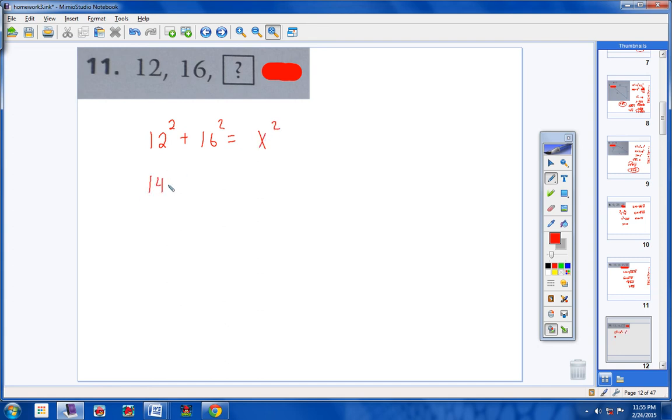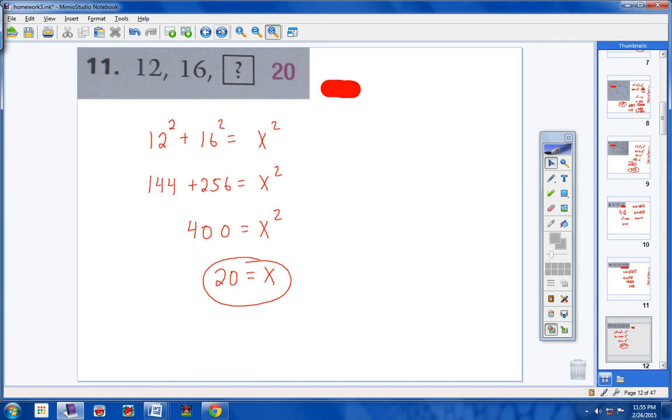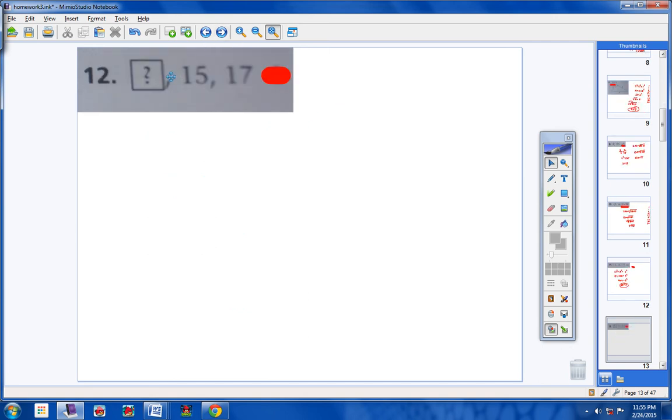So 12 squared is 144. 16 squared is 256. Add those together, and we'll get 0 carry 1, 0 carry 1, 400 equals x squared. Take the square root of both sides. The square root of 400 is 20, and the square root of x squared is x. So the number that you're missing to make this a Pythagorean triple is 20. Okay, remember a Pythagorean triple just means you're trying to find the number that satisfies the Pythagorean theorem with those three numbers. Okay, that's all the Pythagorean triple is.